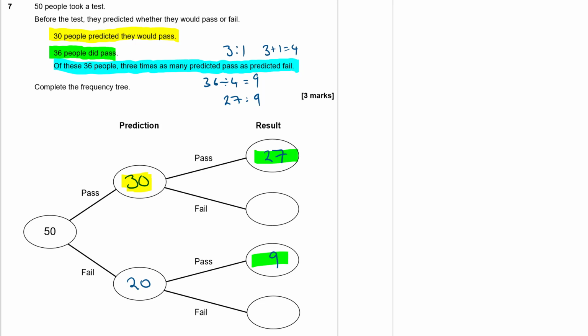Now we could just finish this off by looking at what is above each of these. So if 30 people predicted pass and of those 27 passed, it means 3 of them failed. And if 20 people predicted fail and 9 of those passed, that means 11 of them failed.